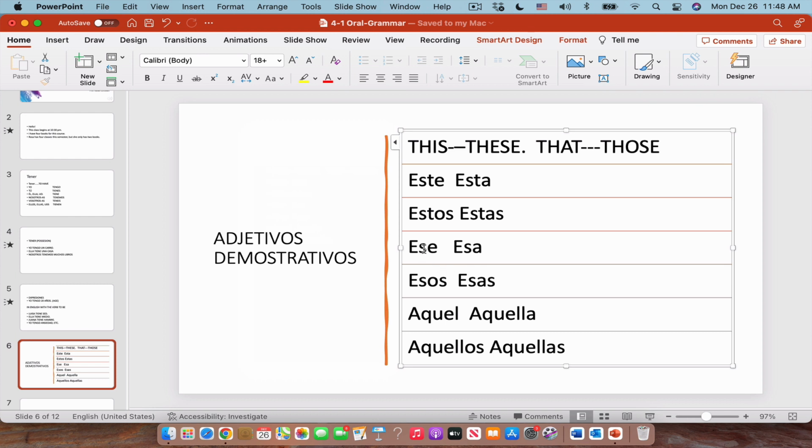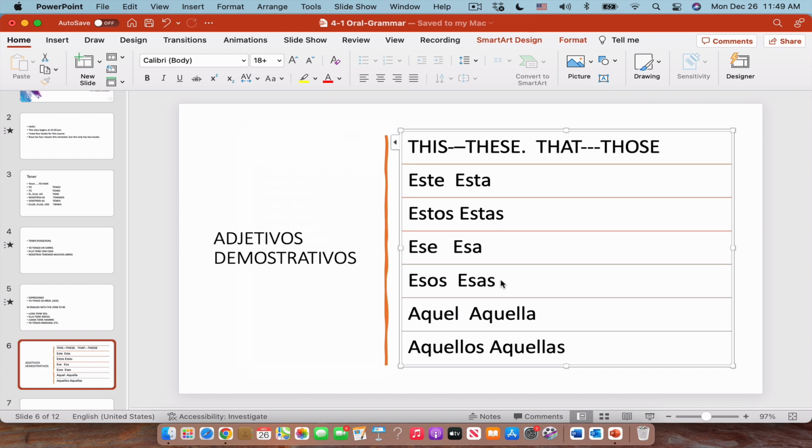So, ese libro, I'm referring to one book that is in the classroom, but is not close to me. Esa mesa is in the classroom, but is not close to me. Esos libros, those books, are in the classroom, but are not close to me. And esas mesas will be more than one, which is not close to me.